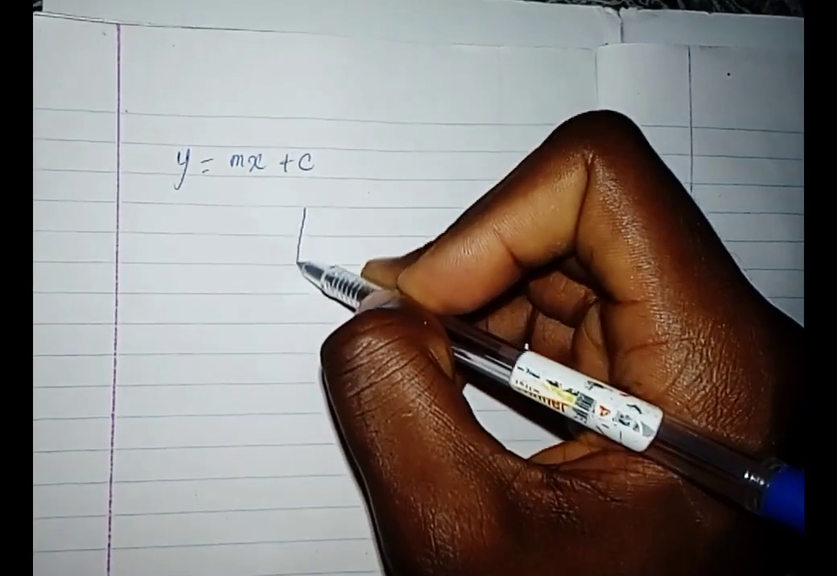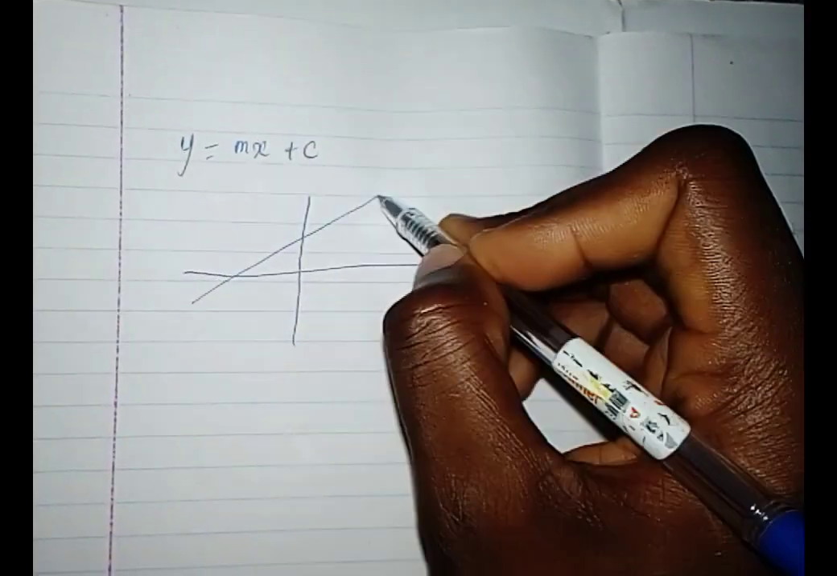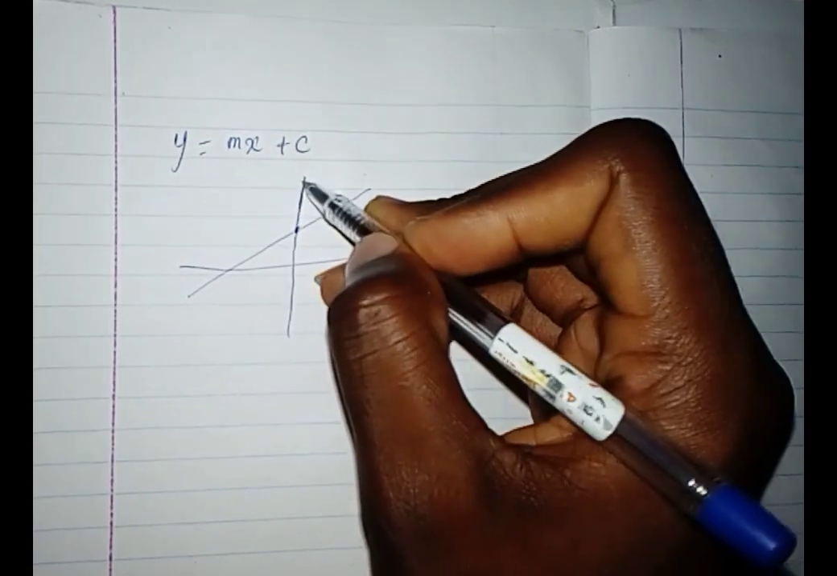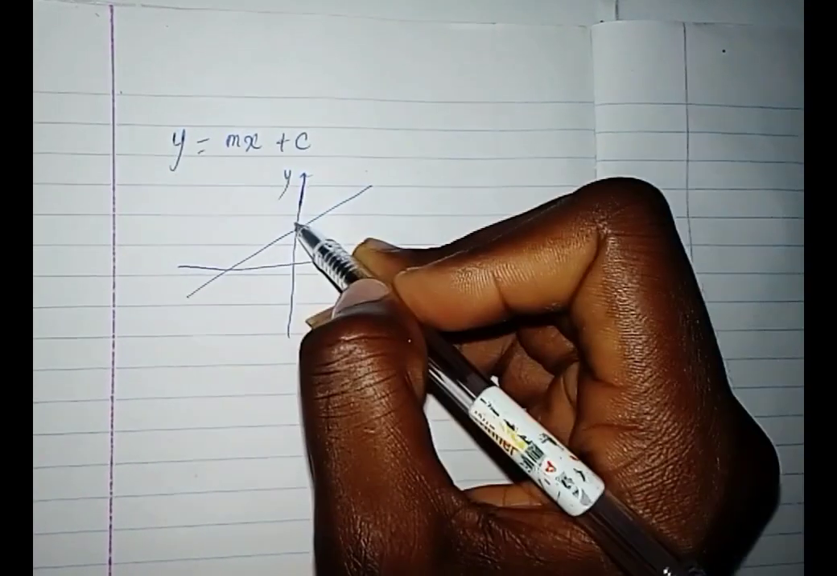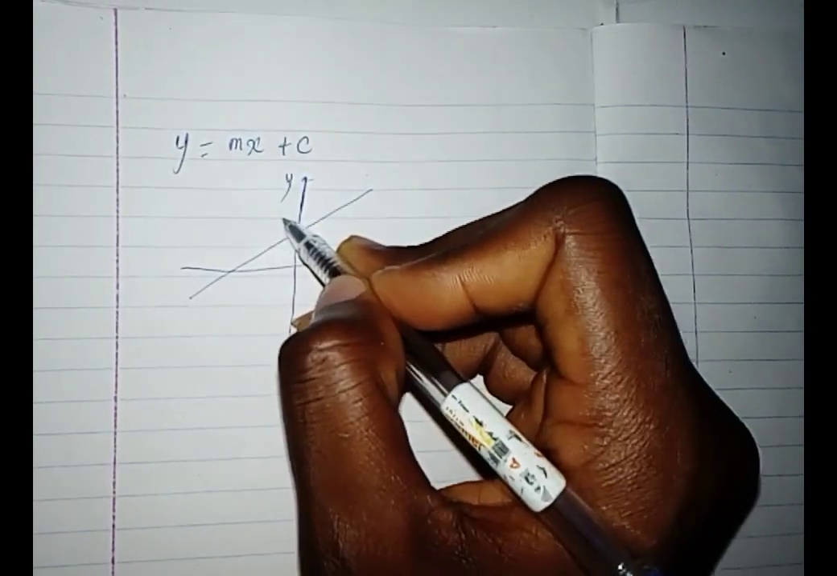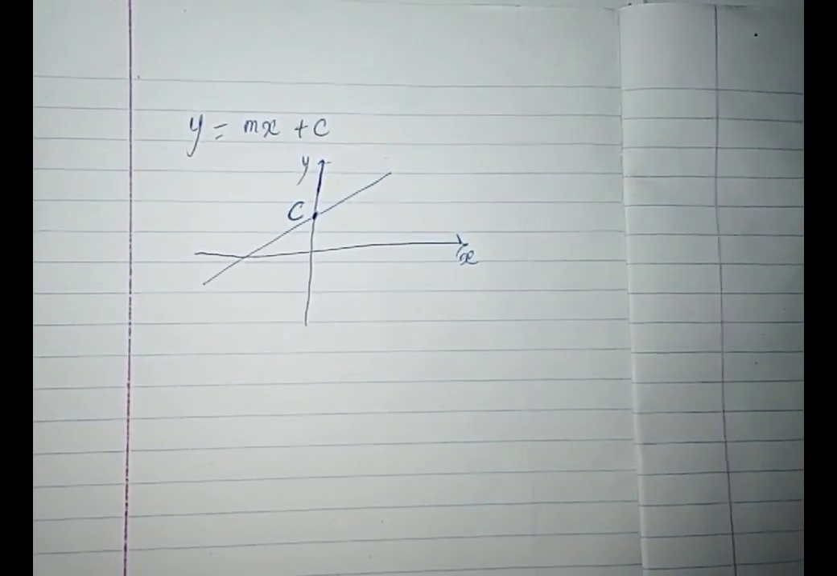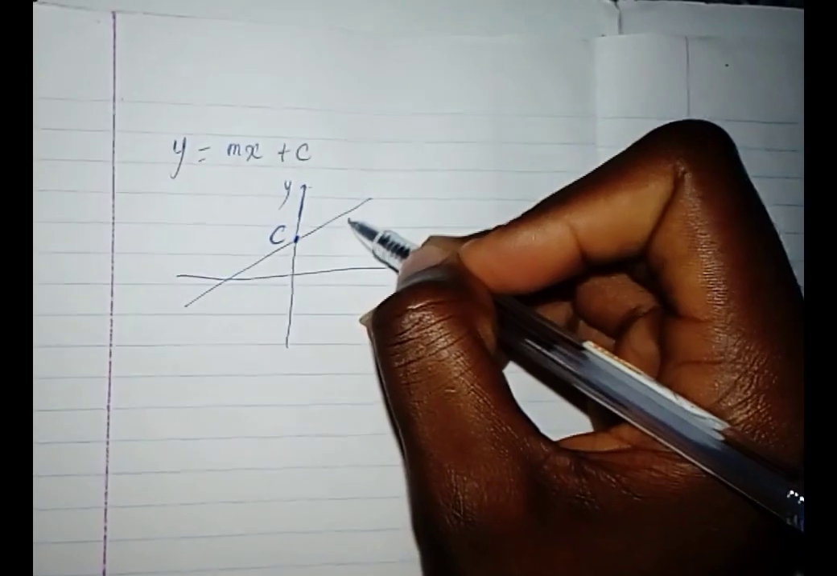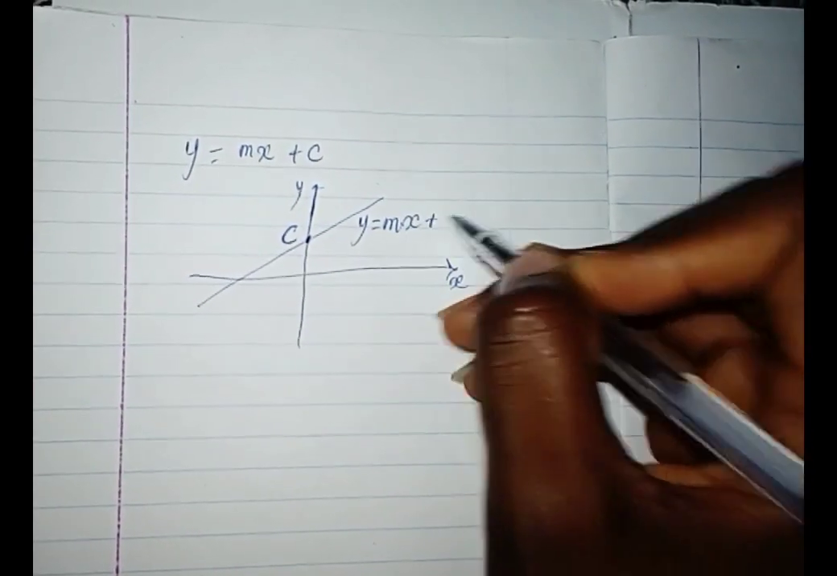So if we should have a line like this, this is the y-axis and this is the x-axis. The point here is the c, the intercept the line makes with the y-axis. Now the equation of this line is y equals mx plus c.